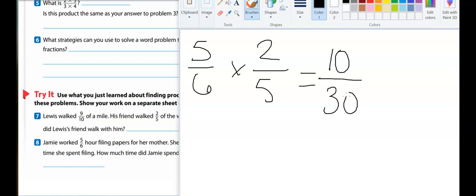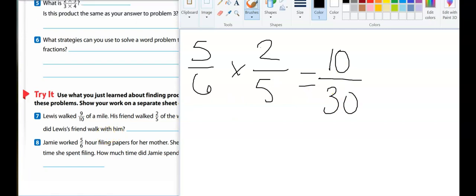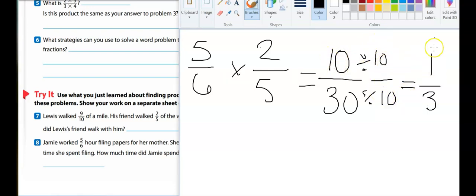Now I'm going to think, what can I do to simplify 10 over 30? What can I divide my numerator by and my denominator by to make my fraction a little bit smaller? Go ahead and think and show your work at this time. So I know that I can divide my numerator and my denominator by 10 evenly to make my fraction simplified. If I divide 10 by 10, I get 1 as my numerator. And if I divide 30 by 10, 3 will be my denominator. So my simplified answer will be 1/3.